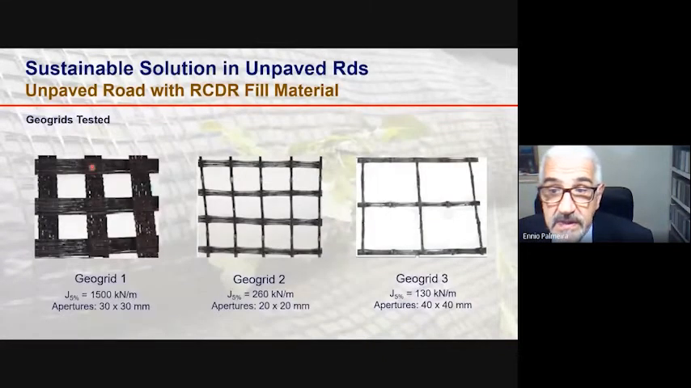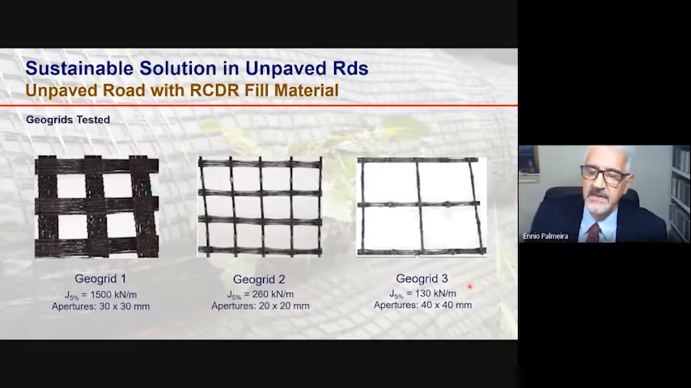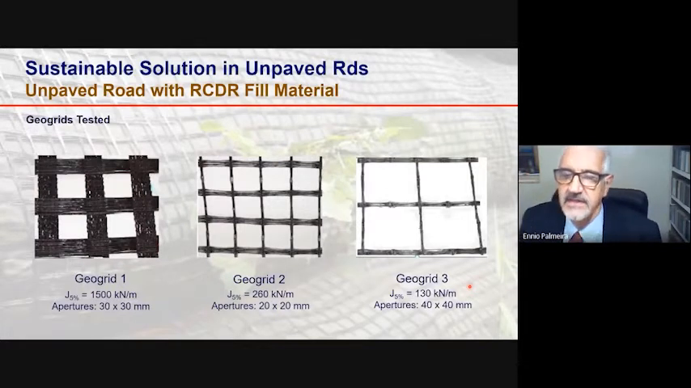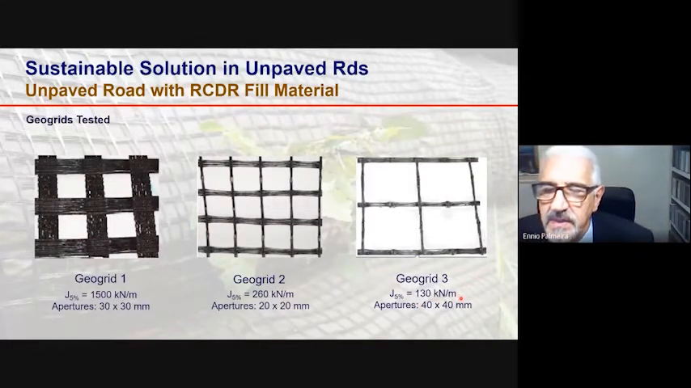The reinforcement used were three geogrids. Geogrid 1 was the stiffest one, with a tensile stiffness of 1500 kilonewton per meter and aperture dimensions of 30 by 30 millimeters. Geogrid 2 had a tensile stiffness of 260 and aperture dimensions of 20 by 20. And Geogrid 3 was the most extensible one with a tensile stiffness of 130 kilonewtons per meter and apertures of 40 by 40 millimeters.